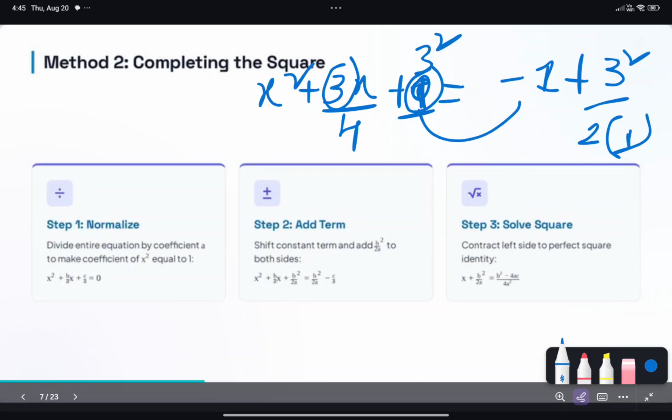Step 3. Solve the square. Convert the left side to a perfect square identity. This is the left side. Clear? To a perfect square identity, a minus b whole square, maybe sometimes a plus b whole square, maybe like this. Clear? This method is not that important, but you have to learn. Sometimes you can go like this also.